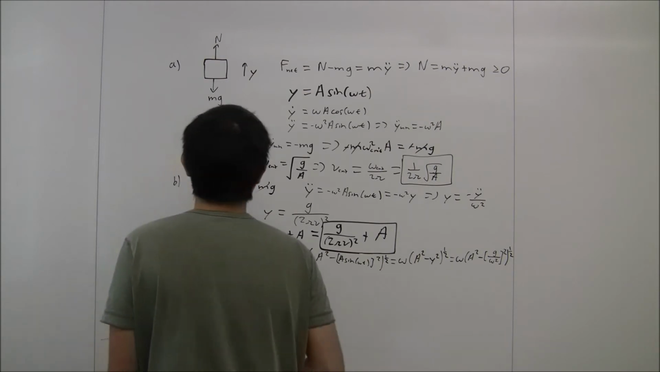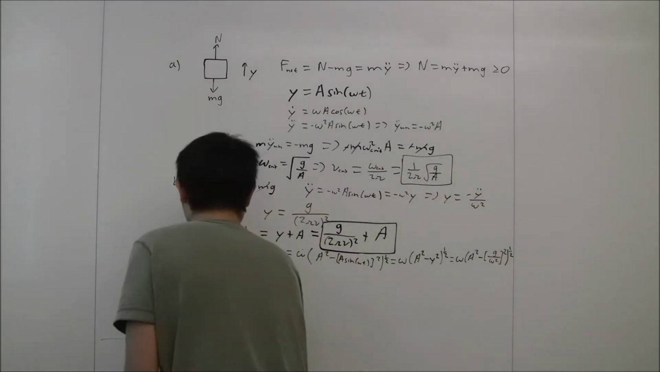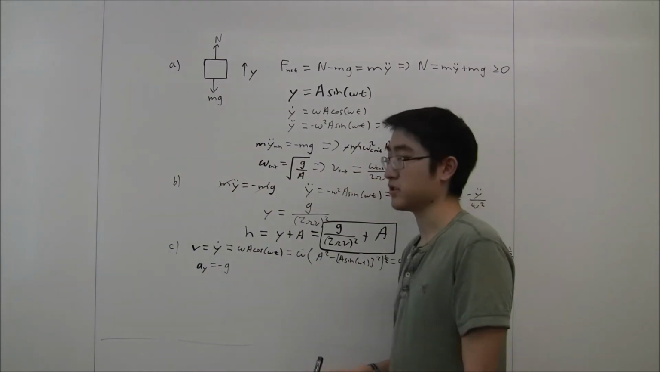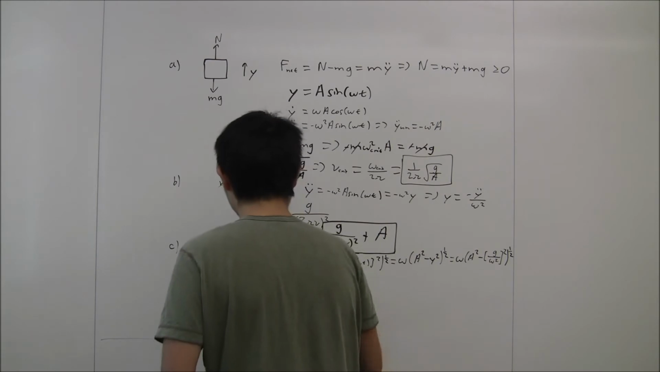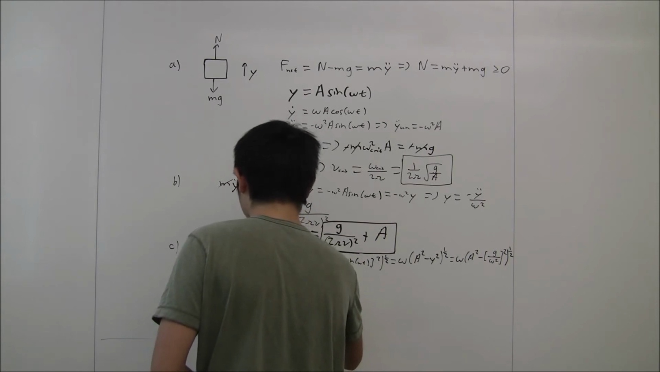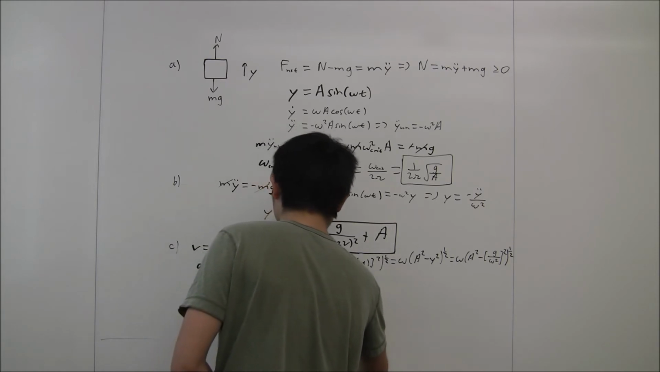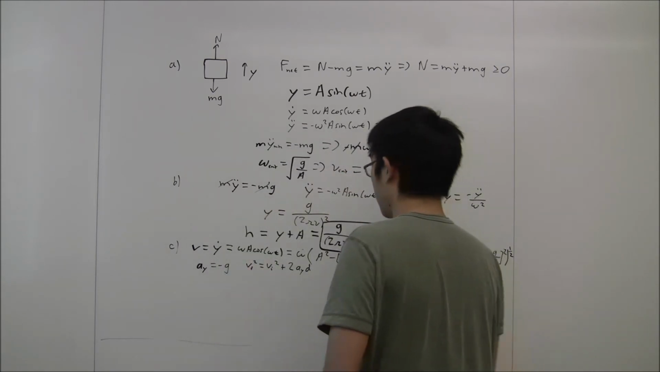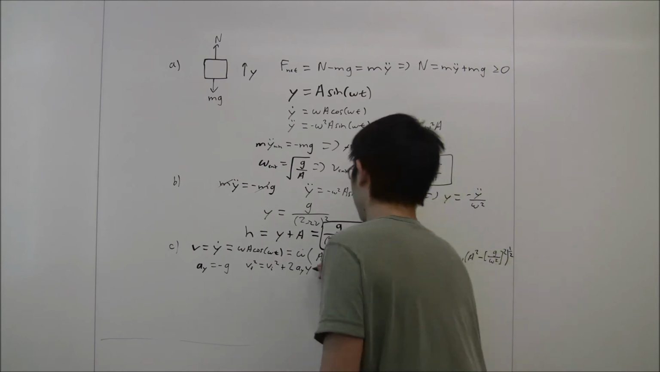Since after the block leaves the platform, the only force on it is going to be gravity, the vertical acceleration is going to be given by negative g, which is a constant. So in this case, we'll use our equations of motion for constant acceleration. So we'll use the fact that the final velocity squared is going to be equal to the initial velocity squared plus 2 times the acceleration times the distance the block travels. So we'll call that y, or y max.